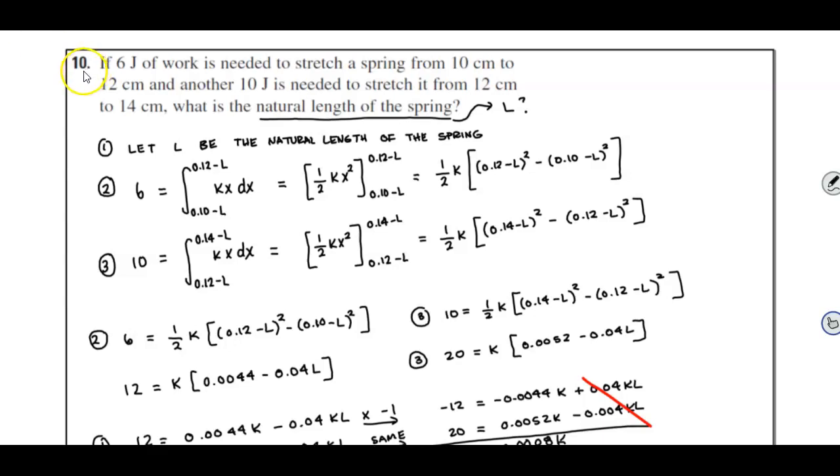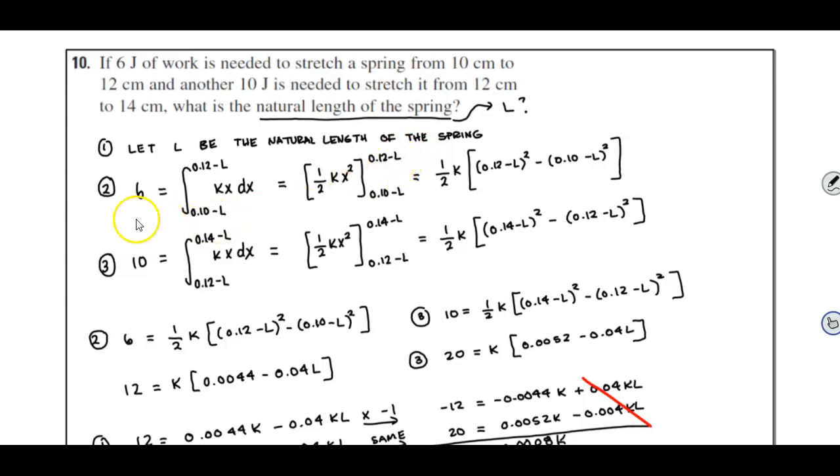In example 10, if 6 joules of work is needed to stretch a spring from 10 centimeters to 12 centimeters, and another 10 joules is needed to stretch it from 12 centimeters to 14 centimeters, what is the natural length of the spring? Well, since we're looking for the natural length of the spring, we need to define it. By defining it in step 1, we're going to let L be the natural length of the spring.